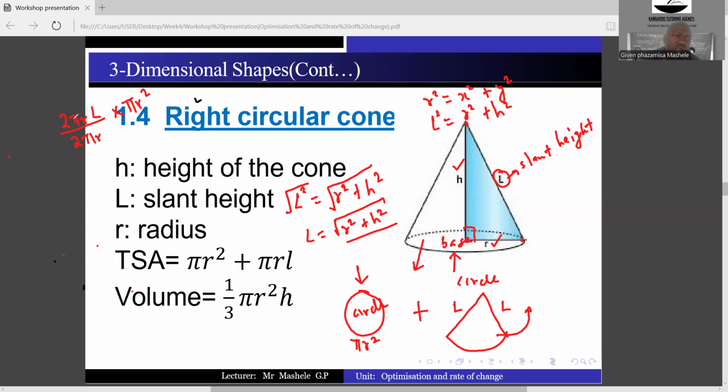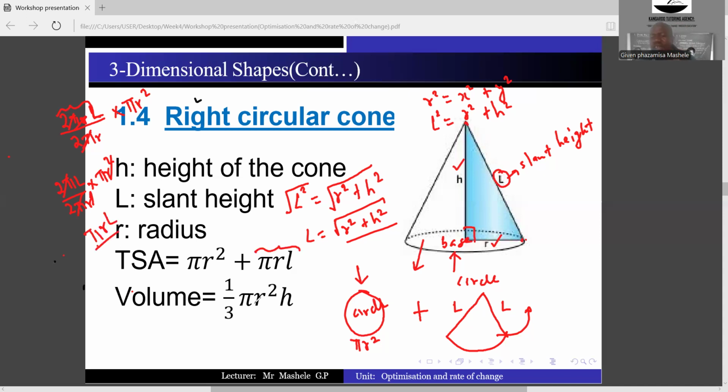So you realize that the arc length of the circumference is 2 pi times the L. So it's going to be 2 pi times L divided by 2 pi r, multiplied by pi r squared. So the 2 pi and the 2 pi will divide, and the r and the r will divide. Then we're going to remain with pi r L. So this is how they got this.